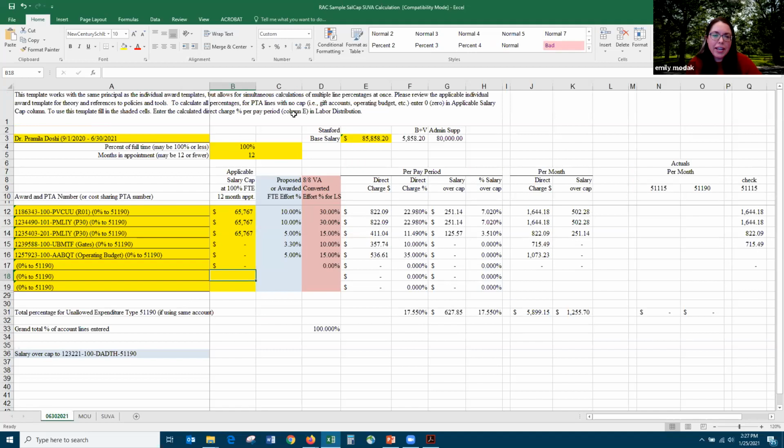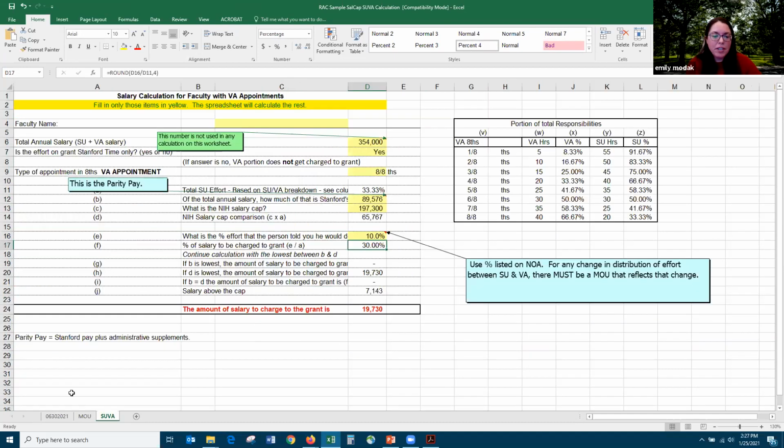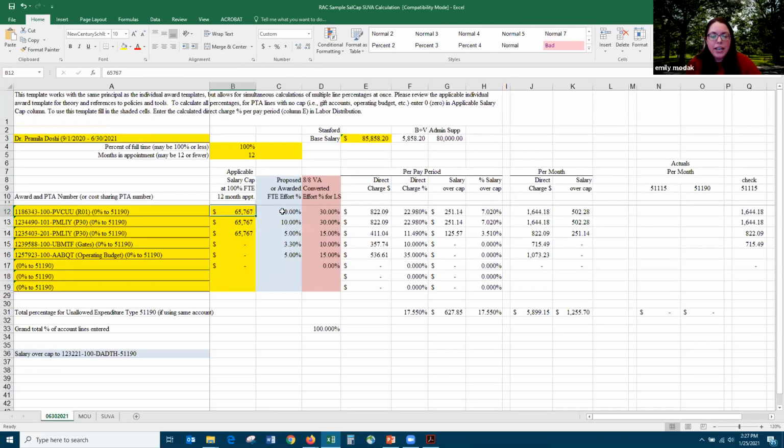So what we do is I actually add a column here that just shows what was the FTE effort. Here's our 10% again. This is what we committed to the sponsor. And then I have the 8/8 converted effort for the labor schedule is 30%. So you can see here, I've got my adjusted cap, 65,767. That number came from right here. I put it right here.